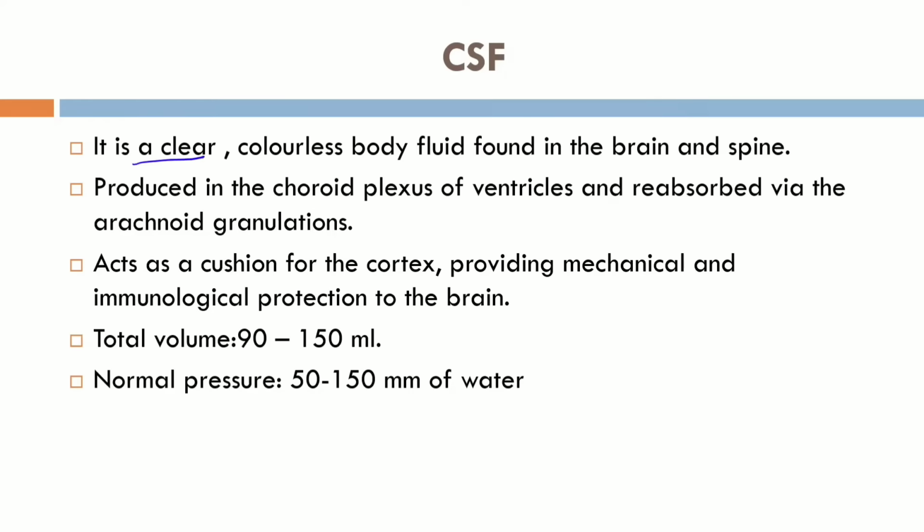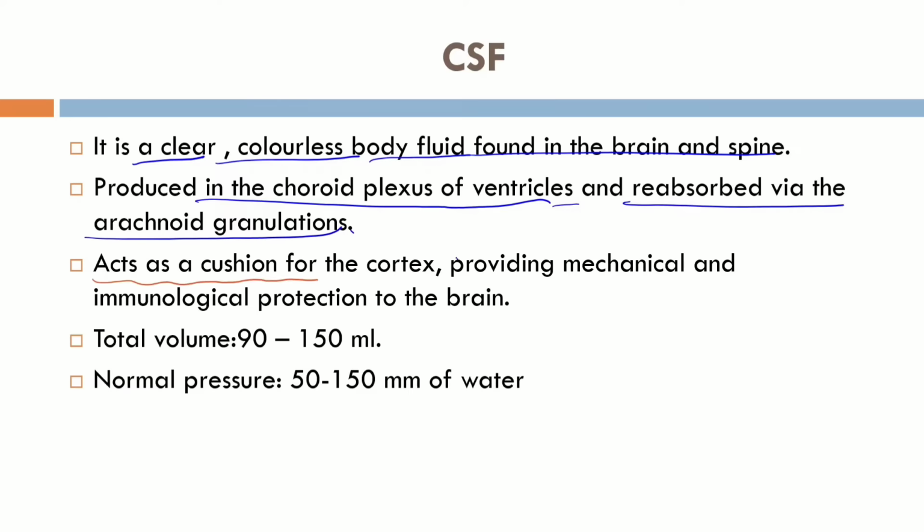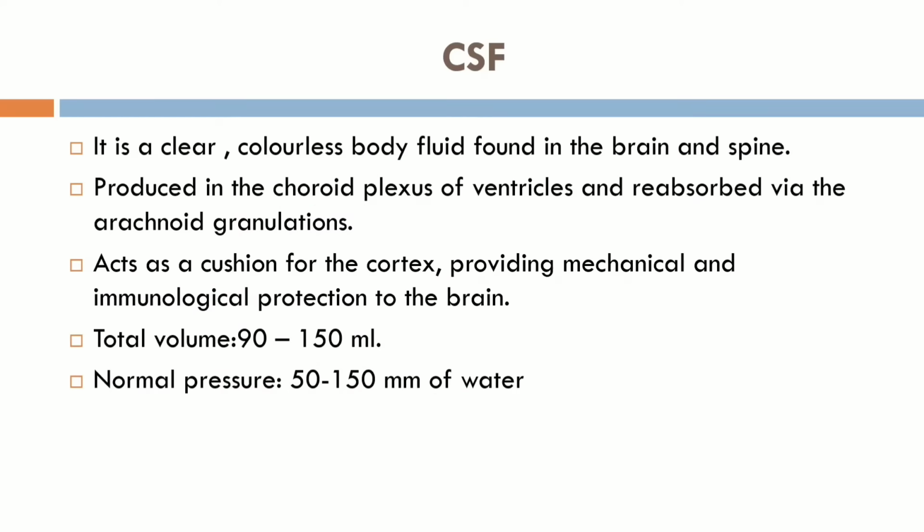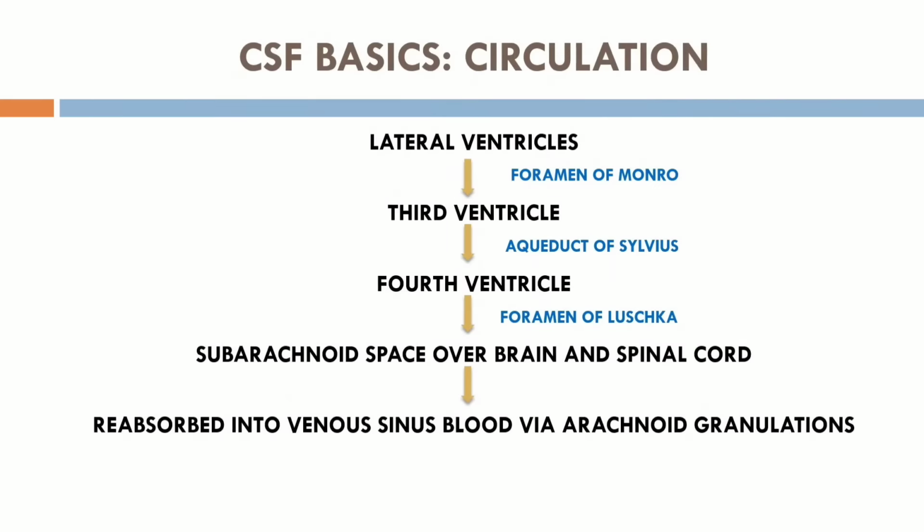Firstly, the basics. CSF is a clear, colorless body fluid found in the brain and the spine, produced in the choroid plexus of the ventricles and reabsorbed by the arachnoid granulations. It acts as a cushion for the cortex, providing mechanical and immunological protection to the brain. Total volume is about 90 to 150 ml and normal pressure is about 50 to 150 millimeters of water.